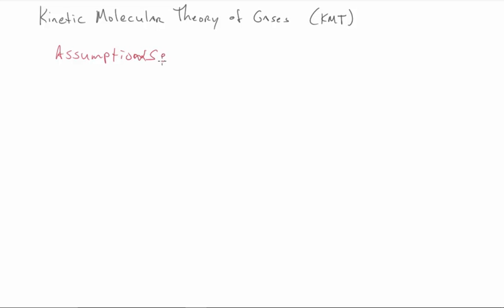And so the assumptions are something that you definitely want to get down. The first assumption is that all particles in a gas are in constant random motion. So let me say that again. All particles in a gas are in constant random motion. First assumption: everything's moving, nothing is stationary. Notice I'm not writing these down, but you definitely need to.